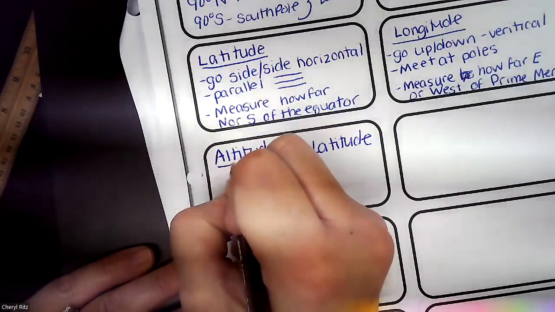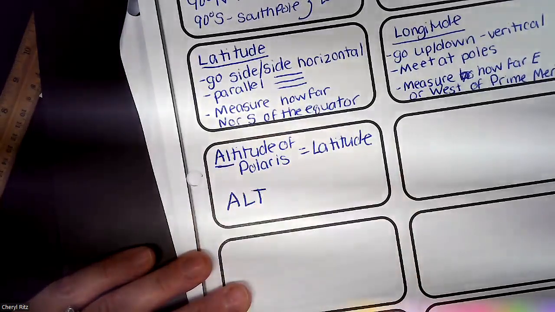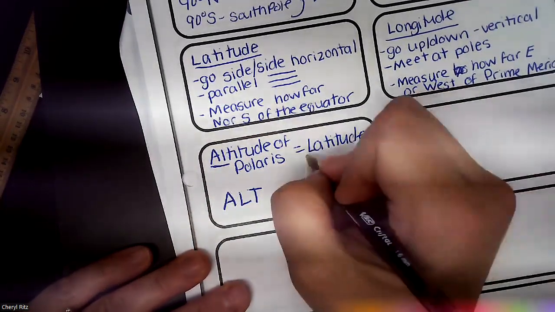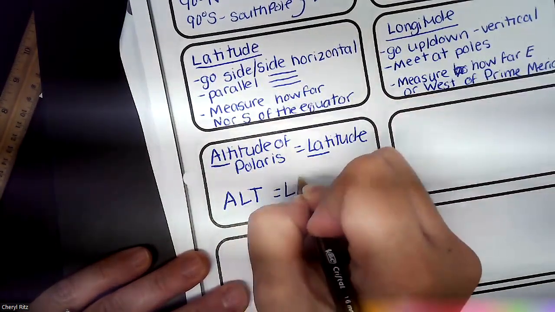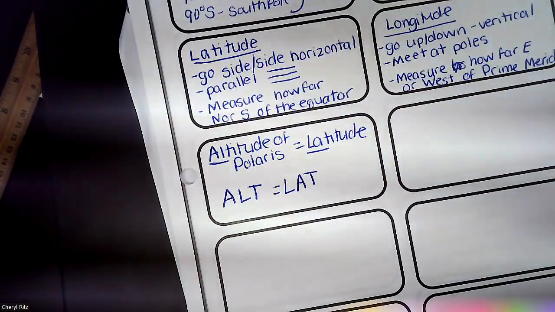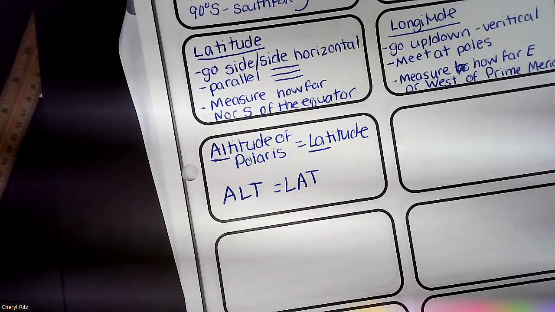Right here, alt, A-L-T. So the A-L-T of altitude. And look at that, the L-A-T of latitude. See, it doesn't work with alt equals long. That doesn't make any sense. Those aren't the right letters. But alt equals lat, they're the same letters. So you don't even really have to think.